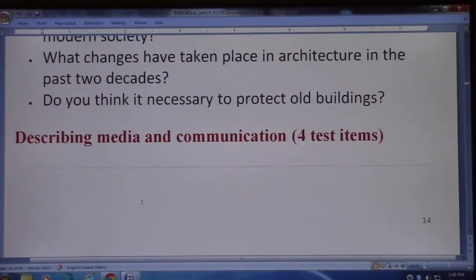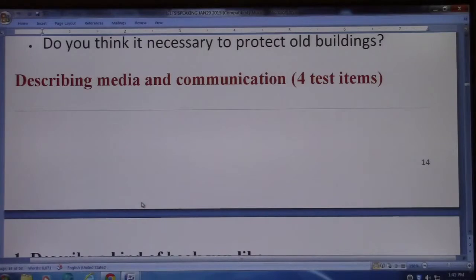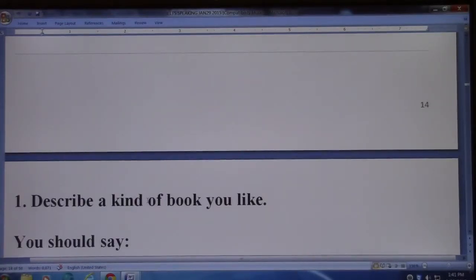Describing media and communication. Could be media and communication. Now we do have also the topic media.